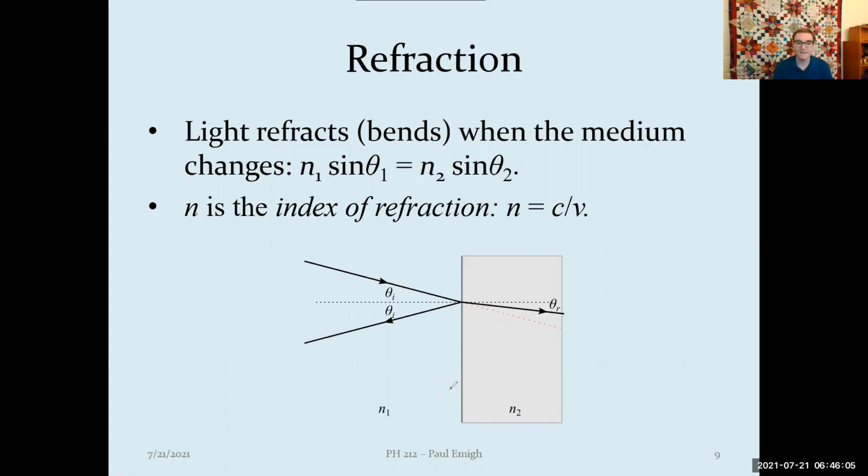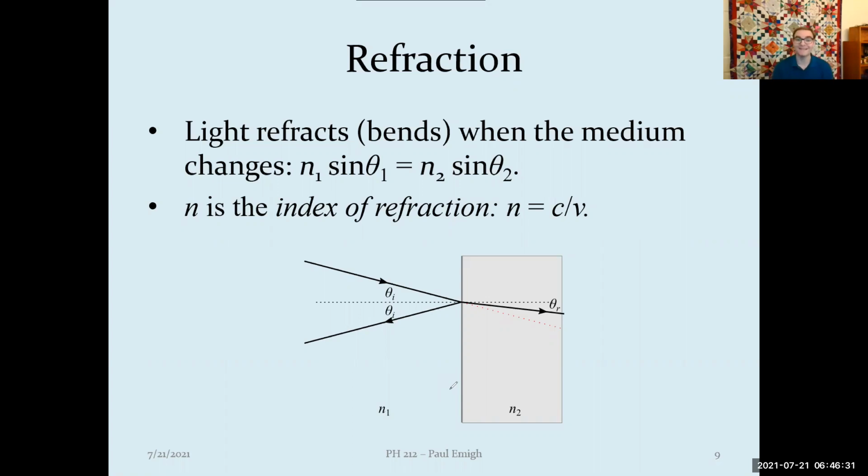Once that happens, you can use something called the law of refraction to calculate the angle of refraction. You can do that by multiplying something called the index of refraction by the sine of the relevant angle. The index of refraction is actually a measure of how fast the light is traveling in the medium. You simply take c, which is the speed of light in a vacuum, and divide it by the speed of the light in that region.